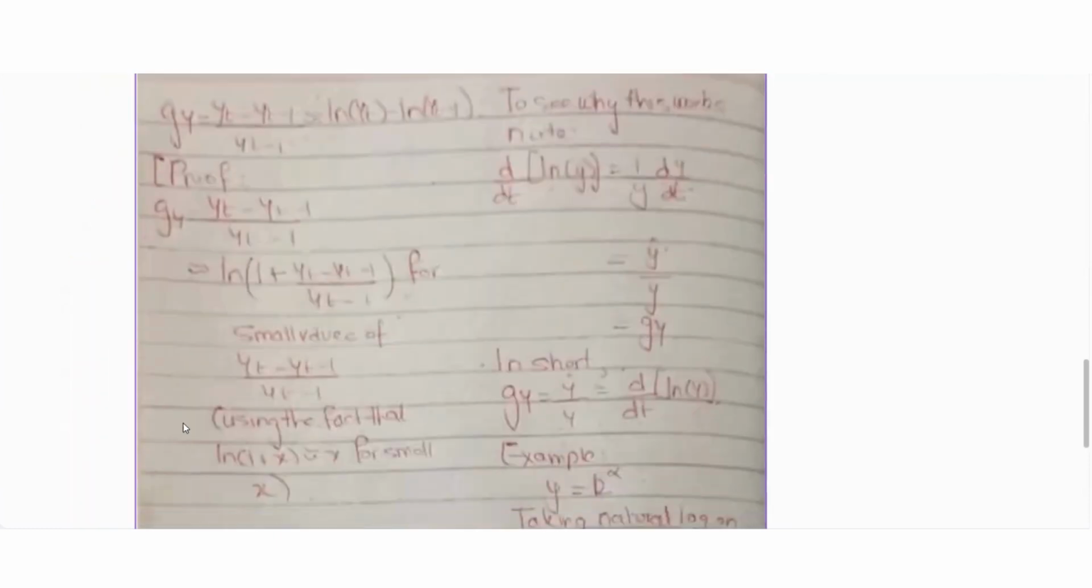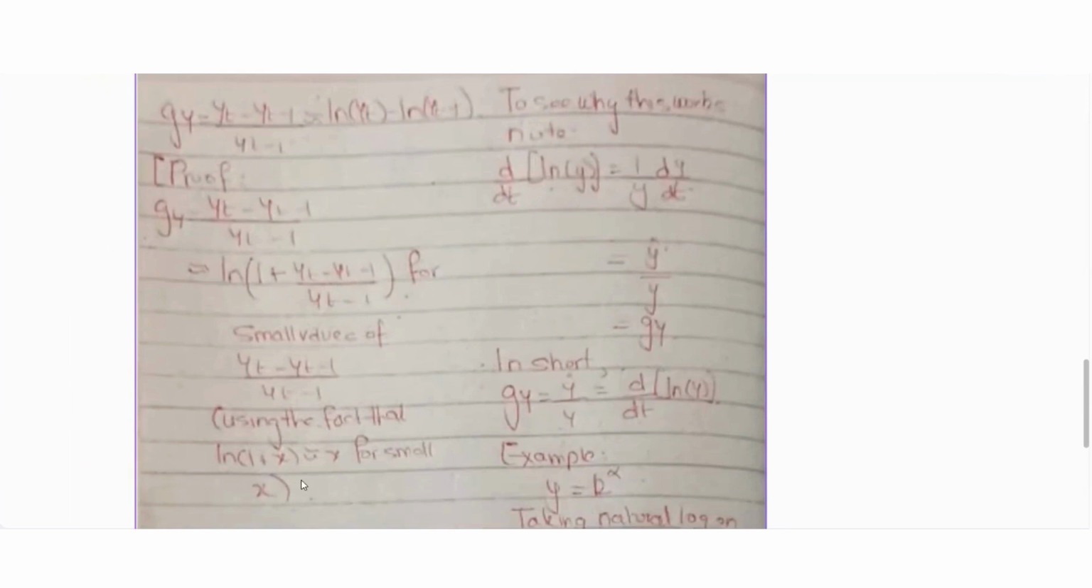We can look at a quick proof for this as well. We know the growth rate in discrete time is (y_t minus y_{t-1}) divided by y_{t-1}. Now this is approximately the same as ln of 1 plus (y_t minus y_{t-1}) divided by y_{t-1}, for small values of (y_t minus y_{t-1}) divided by y_{t-1}.